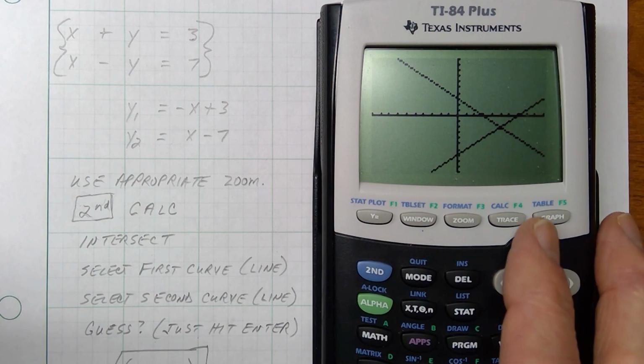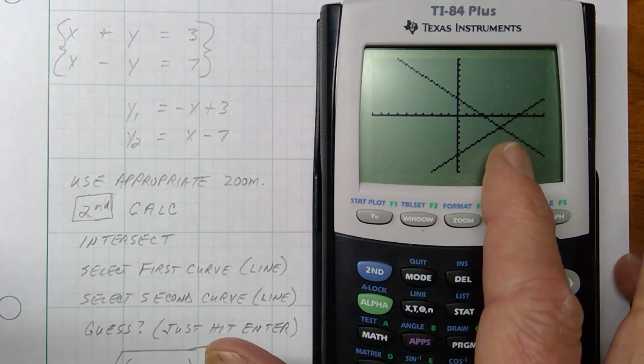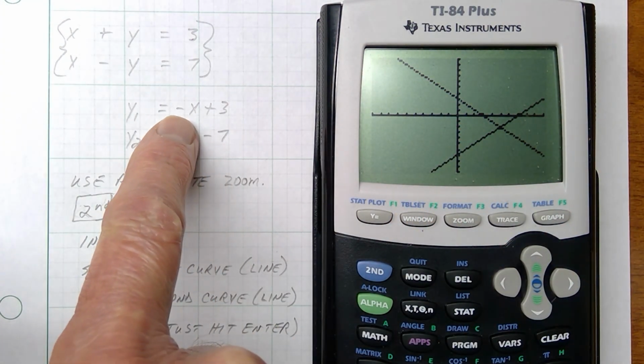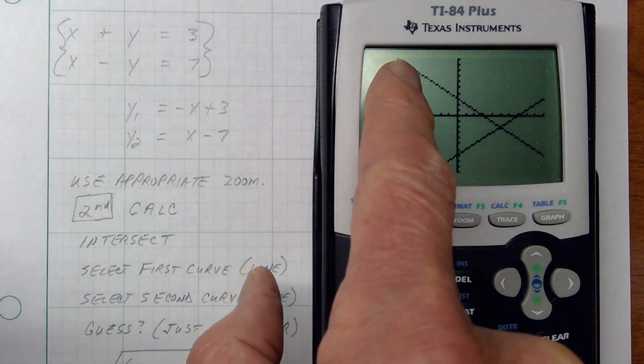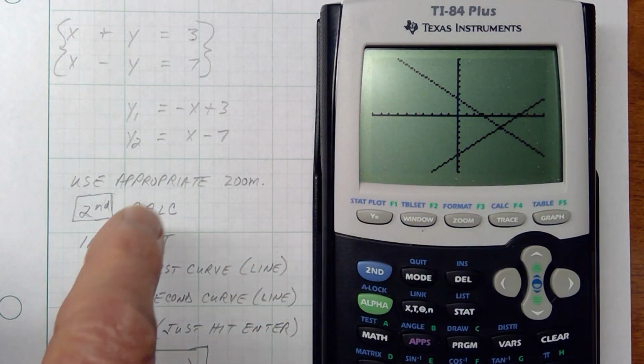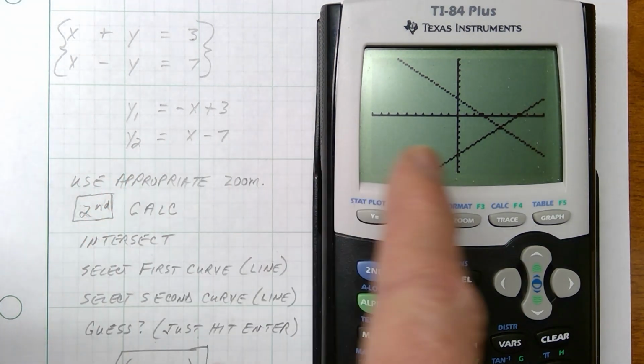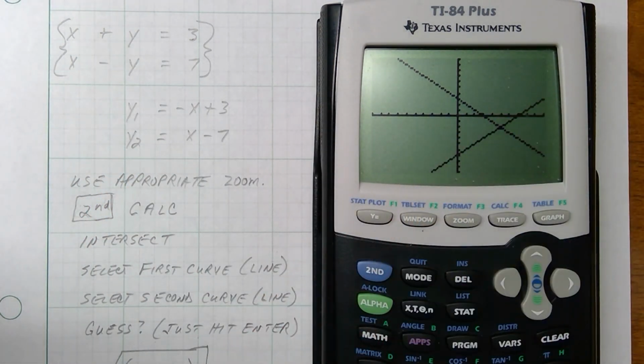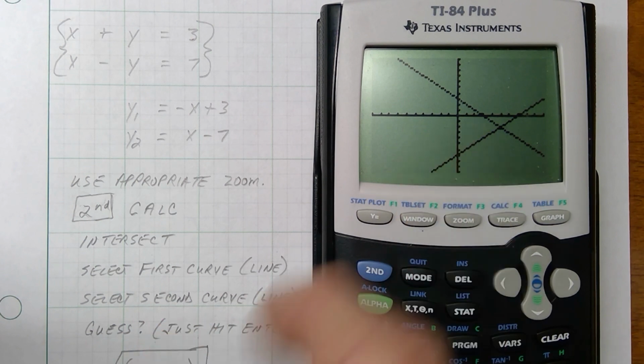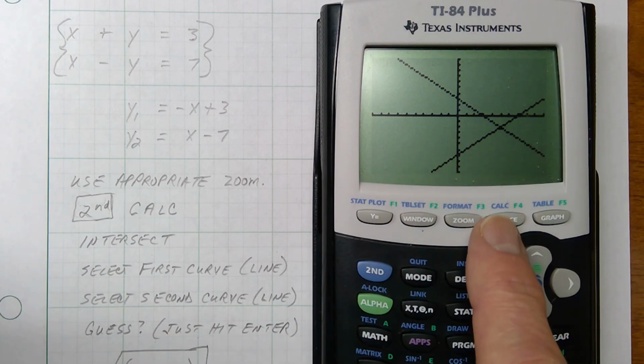All right, you see that Y1 was the downhill line, and we knew that was going to go downhill because it's a negative slope. So Y1 was the first line to show up going downhill. Y2 was the second line to show up, and it has a positive slope, so it was going uphill. All right, they cross right there where the two lines cross, and to find that, we're going to use calculate.